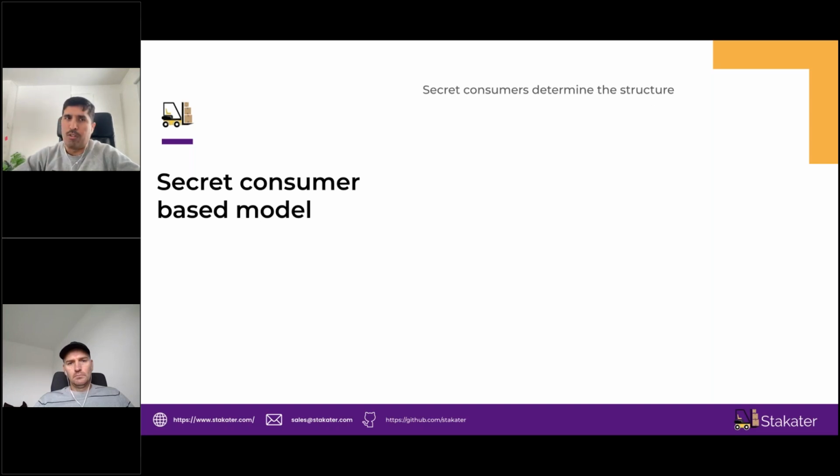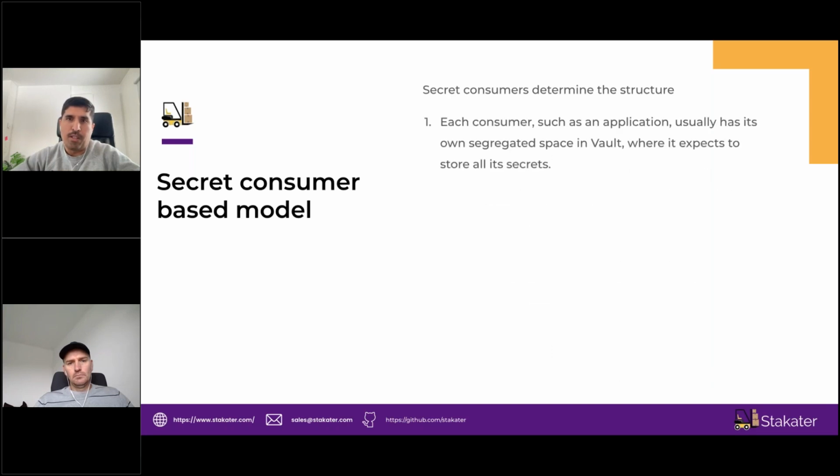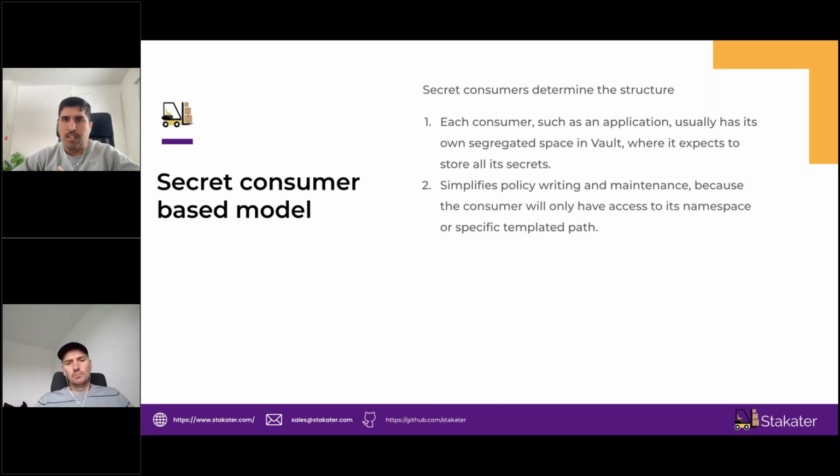Are we going to follow the secret consumer model? And what does it mean? The secret consumer model means that each application gets its own segregated place or space inside the Vault. When I show the demo, this is the one we're actually going to have in place, where each consumer has its own space in Vault. It simplifies policy writing and maintenance, because the consumer will have access to its own namespace or specific templated path, which is kind of nice.